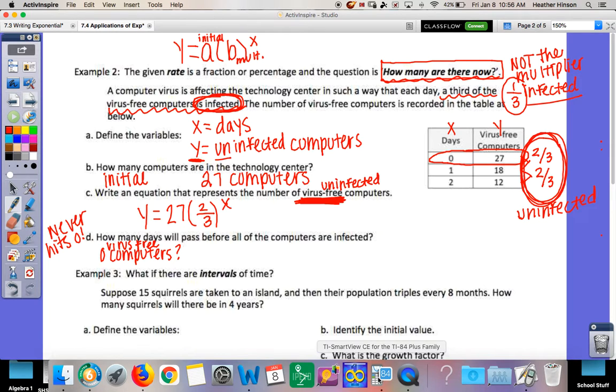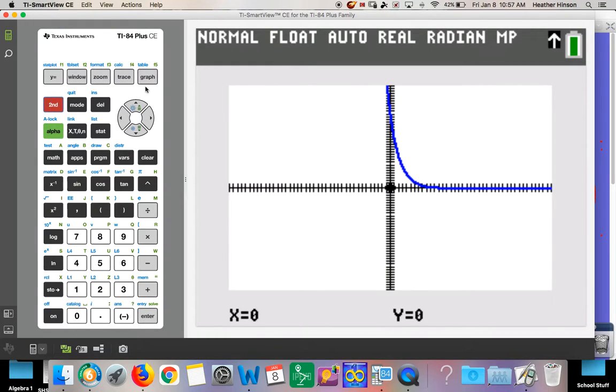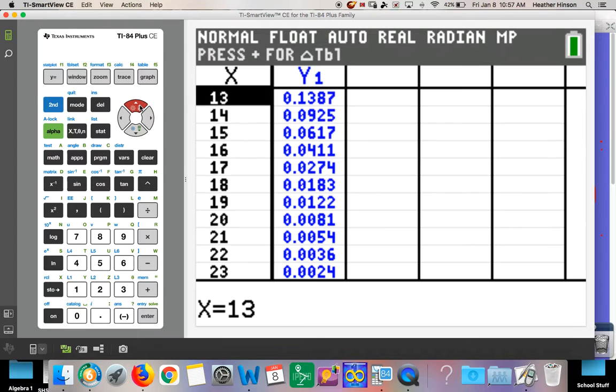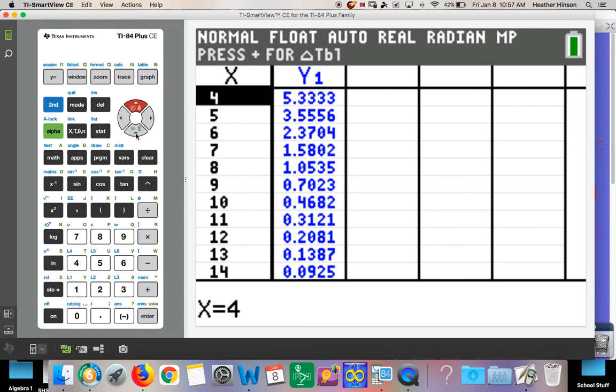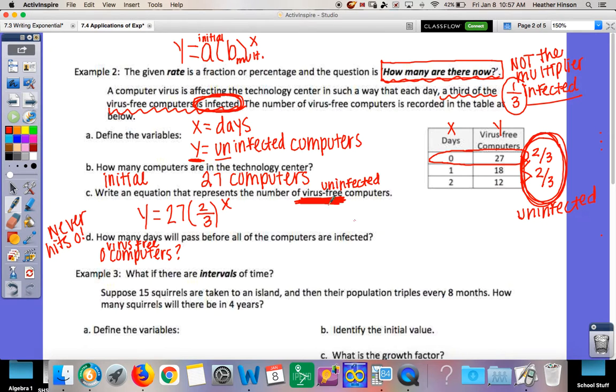Well, in that case, you just want to look at your table and figure out where it's less than 1. Because if you have less than 1 computer uninfected, that means there's no computers left uninfected. So to solve this, we're going to find out where it's less than 1, because it's never going to hit 0.